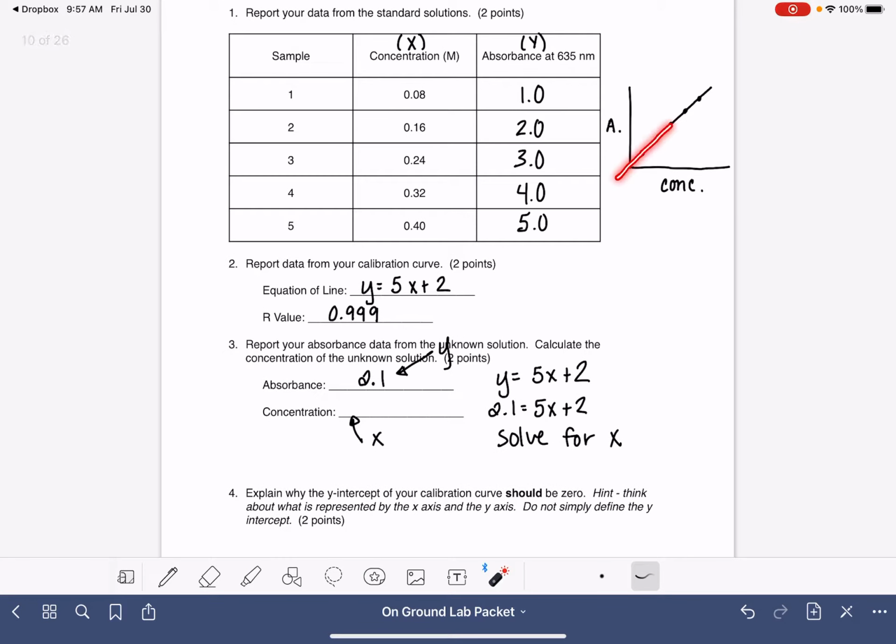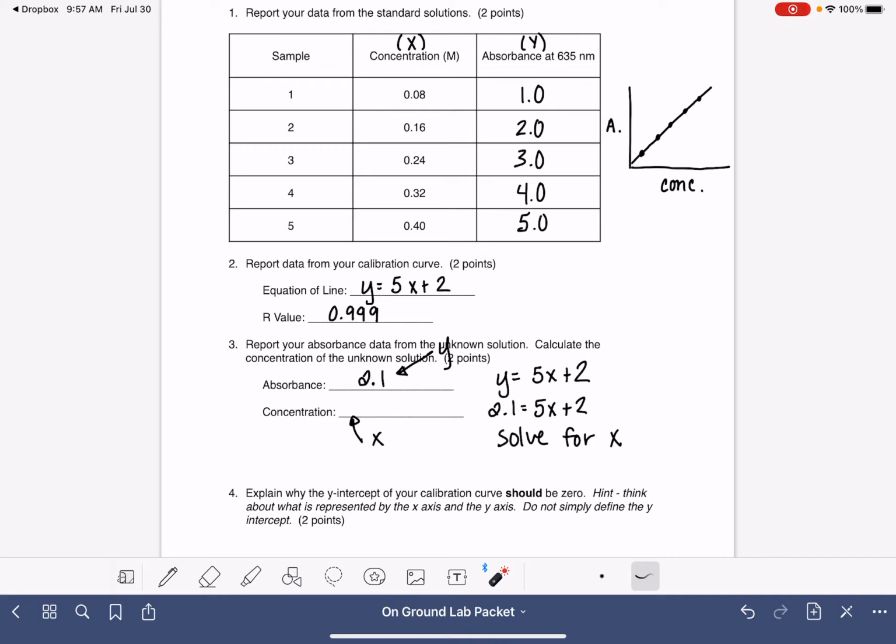So this graph that you made from this data, that's the calibration curve, and I'm asking you to explain why this line should pass through the point 0, 0. Yours may not, but it's pretty close to 0. If it's not passing through 0, it's very close. Now, I don't want you to simply define the y-intercept. That's not what I'm looking for.